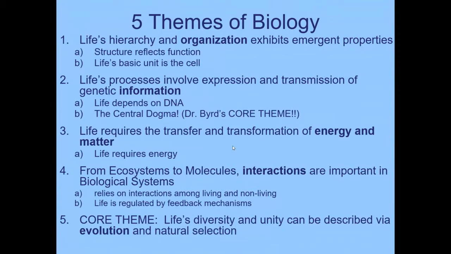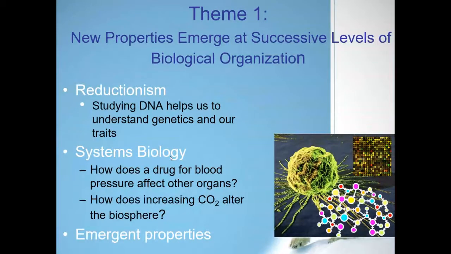So basically you can explain how living things are similar and then how very different living things are by understanding the idea of evolution and natural selection. Okay, so let's talk about each of them a little bit more. Theme 1 says that new properties emerge at every level of biological organization.